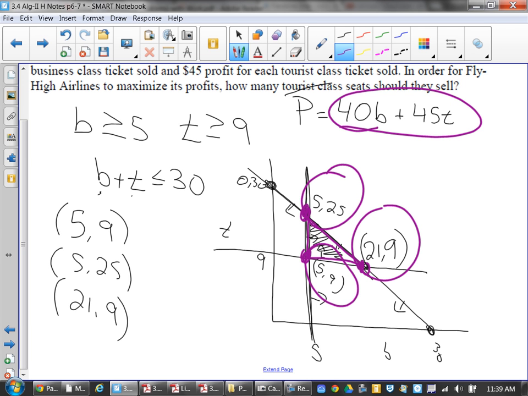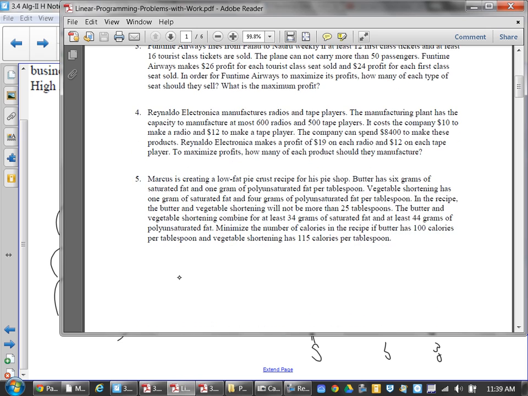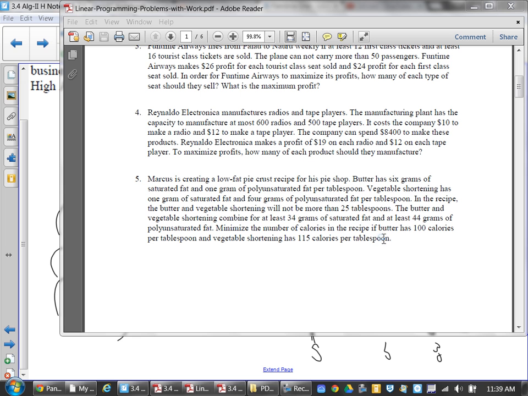Now, let's go down to the third one. I think it's the third one. Wait, is this gonna be our fourth? No. Oh, no, I'm sorry, the fourth one. Number 12.